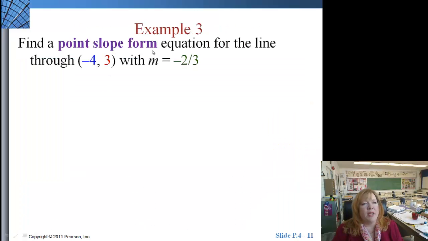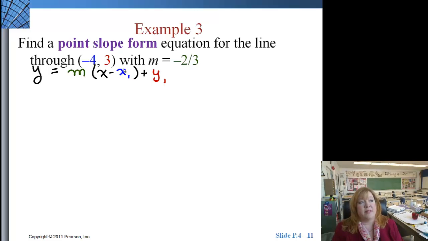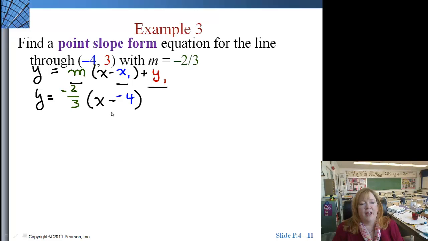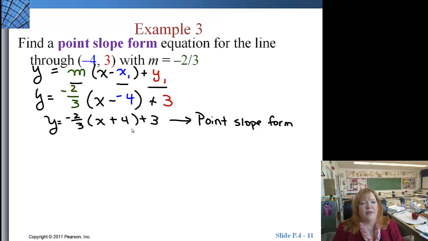So let's find the point-slope form equation for the line through -4, 3 with slope -2/3. This is a straight plug and chug. Y equals slope times the quantity x minus x1, plus y1. Like I said, I like that format of the point-slope form best. So the 3 you can see matches up with the y1, -4 with the x1, and -2/3 is the slope. Fill in those 3 blanks, and you've got it. You're done. They didn't tell you to simplify or anything.